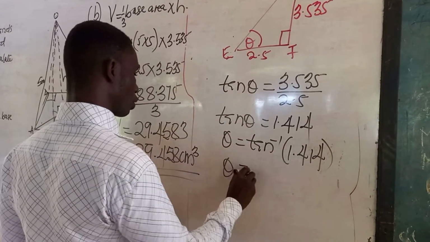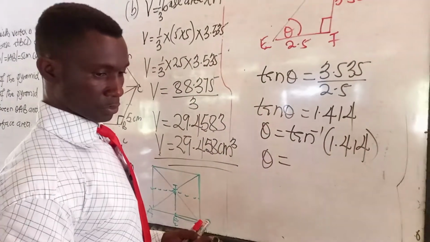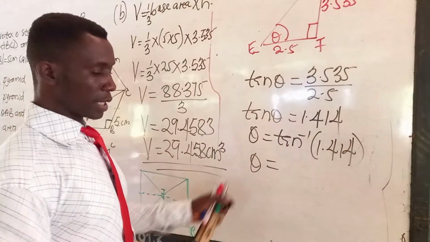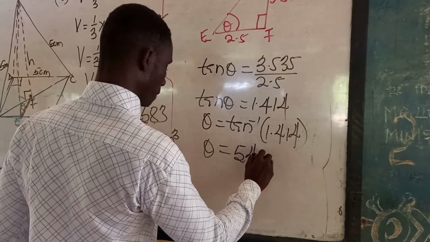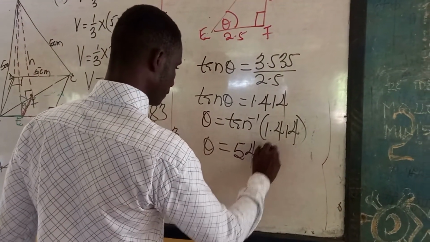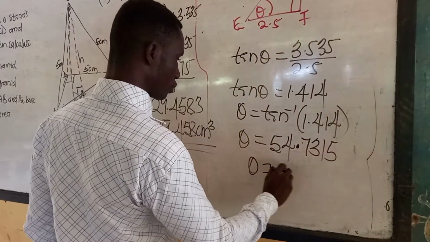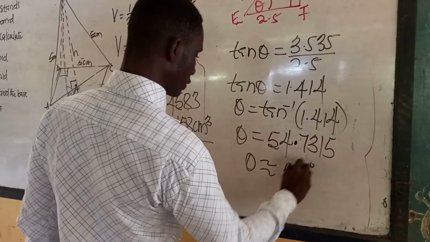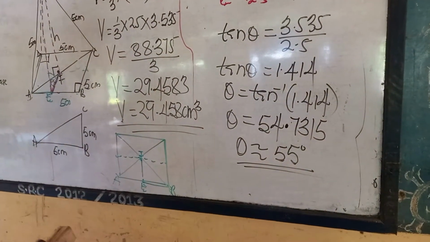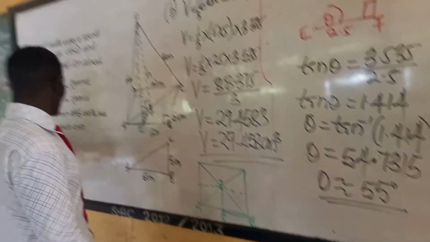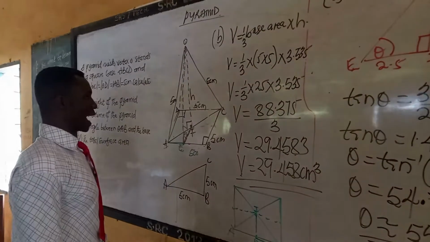And theta will be equal to, did you press shift? Then you press the angle. What do you get? I got 54.7315. So theta is approximately equal to 55 degrees. That is the angle. Now, the next question is that we should calculate the total surface area.